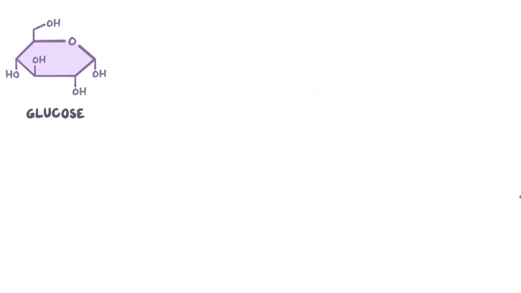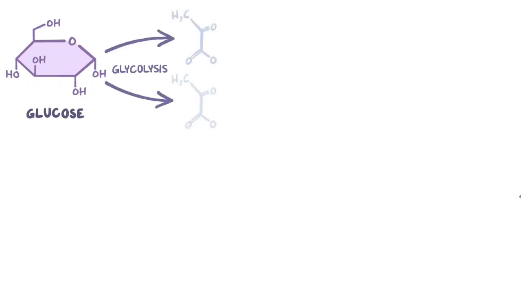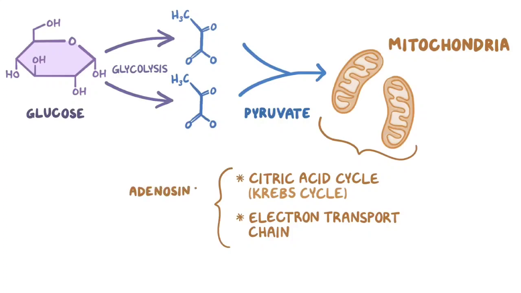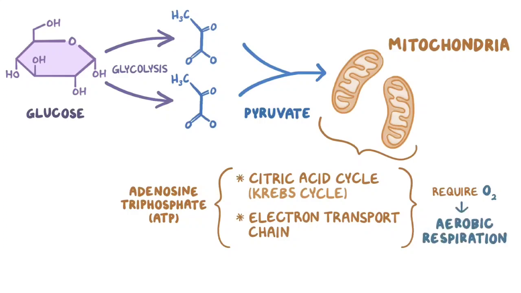In the cytoplasm, glucose goes through glycolysis, which is a metabolic pathway that cleaves the 6-carbon glucose into 2 halves, which are 3-carbon molecules called pyruvate. From there, the pyruvate enters the mitochondria and goes through the citric acid cycle or Krebs cycle, as well as the electron transport chain, in order to produce adenosine triphosphate, or ATP. These processes require oxygen, so this is termed aerobic respiration. The byproducts of this set of reactions are carbon dioxide and water. Ultimately, about 32 molecules of energy-rich ATP are made for every single molecule of glucose taken in by the cell.